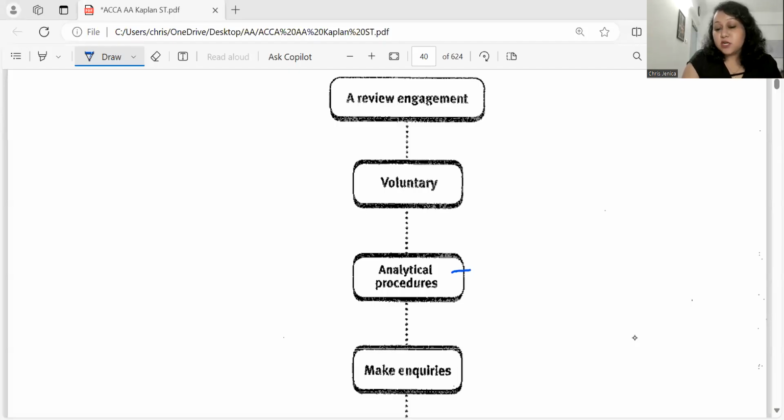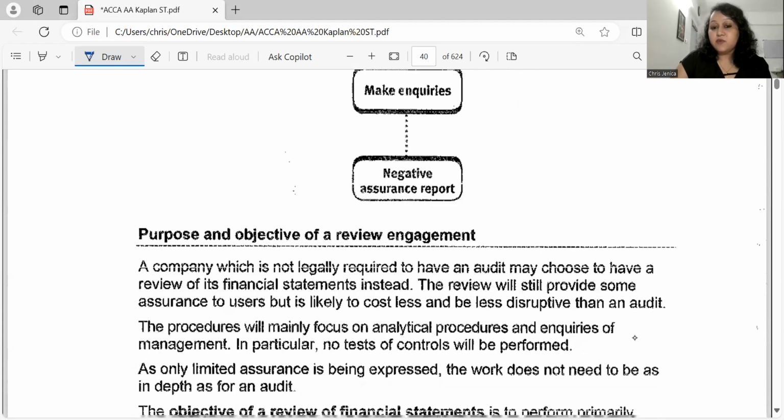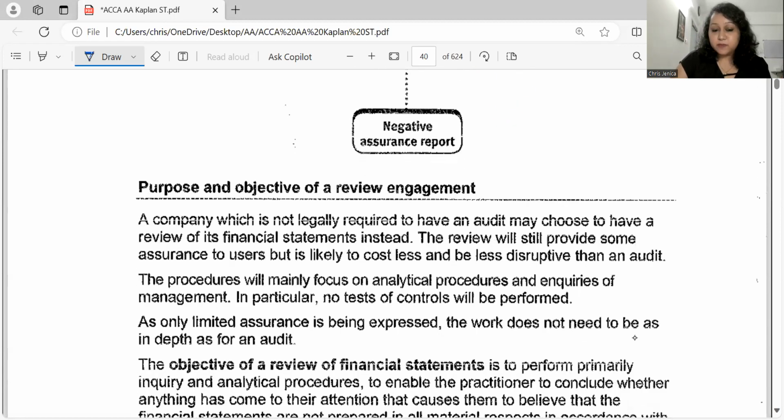So this is going to be voluntarily, we are going to engage in the review engagement. Okay, so we will be carrying out analytical procedures, which I explained earlier. And together with the analytical procedures, we'll be carrying out some enquiries. Okay, and then we will be giving out a report. Now, this report is called a negative assurance report. That is, we are going to provide a limited assurance only.